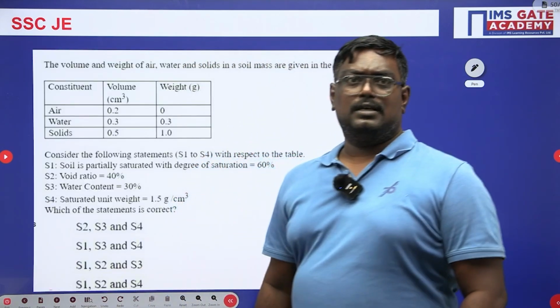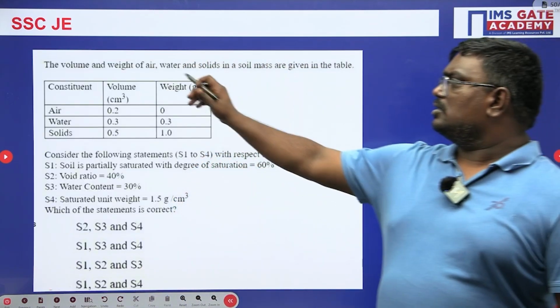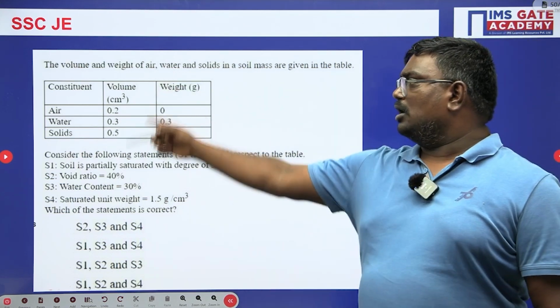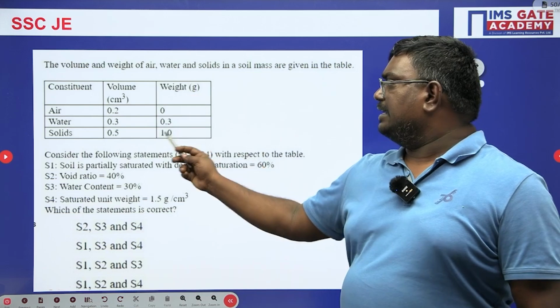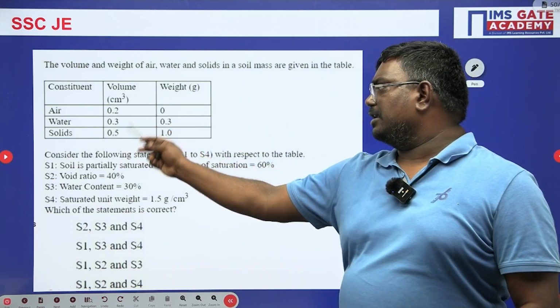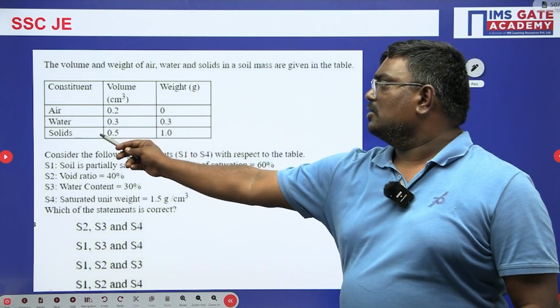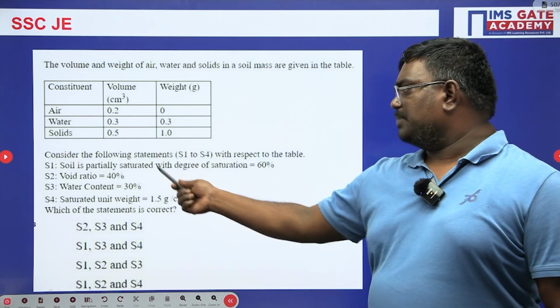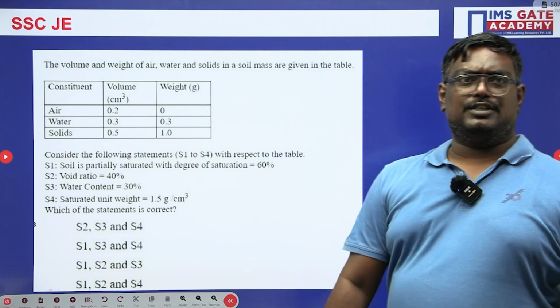Next, students, here they have given a question. The volume and weight of air, water and solids in a soil mass are given. Volume of air is 0.2, weight is 0. Volume of water is 0.3, weight is 0.3 gram. Solids 0.5 and 1.